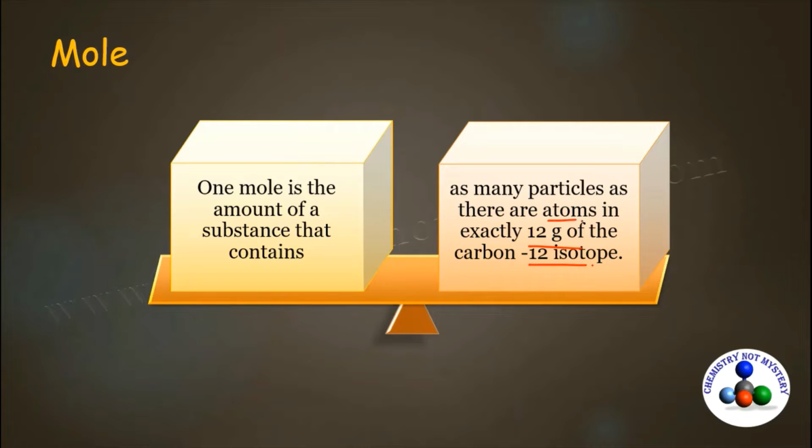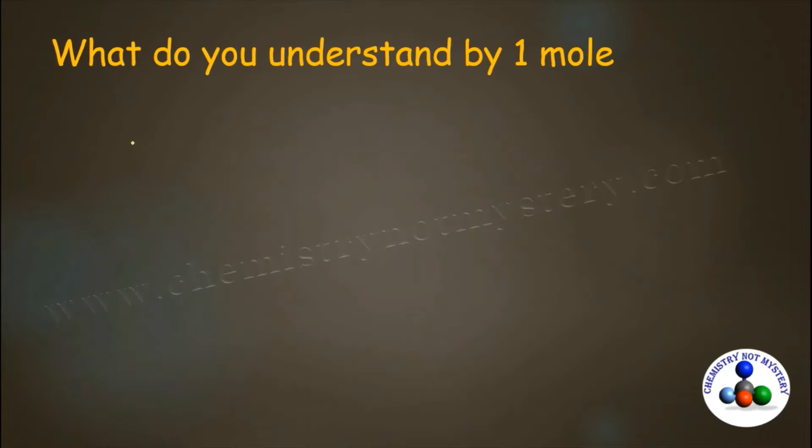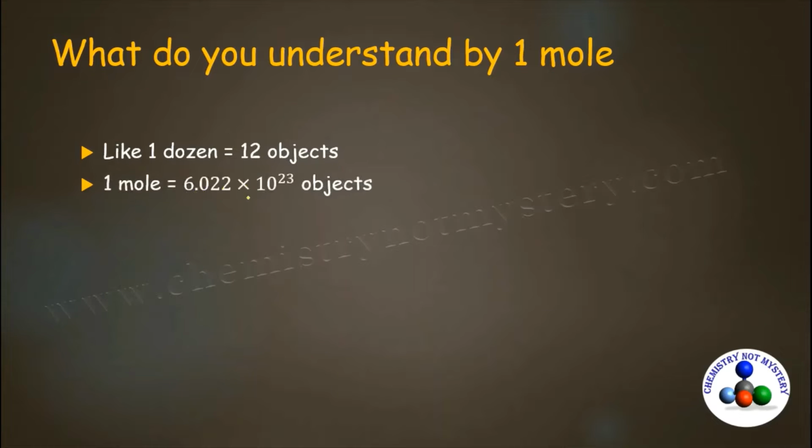So how many atoms are there? There are 6.022 × 10^23 atoms. Like 1 dozen means 12 objects. It can be banana, apple, car or dolls or anything. Similarly, 1 mole means 6.022 × 10^23 objects. It can be electrons, atoms, molecules or anything.